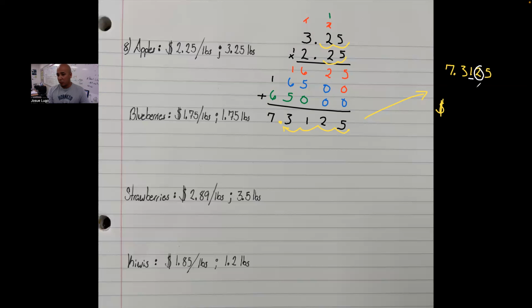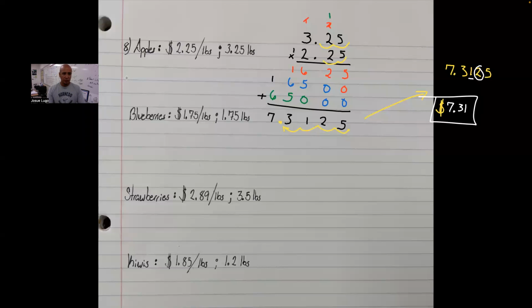Now 5 or higher makes it go up. This is going to make it stay the same. So my final answer is going to be $7.31. That is my answer to the apples, $7.31. That's what you would put on Schoology without the dollar sign, just 7.31.